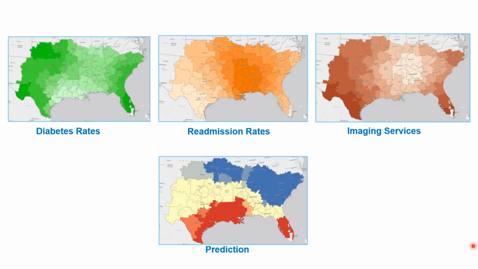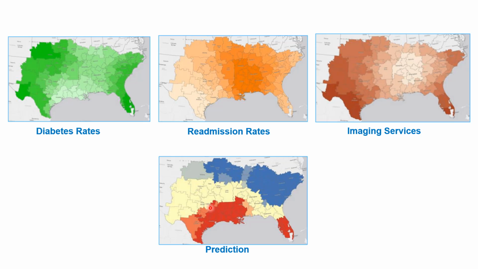So for example, if we are predicting Medicare expenditure in this area, and we use diabetes rates, readmission rates, and imaging services as the predictors, this tool is telling you where in this geographic area diabetes rates had a higher influence in your model. So that means that if you, for example, make an intervention related to diabetes in this area, you will definitely impact the outcome of Medicare expenditure in the model, or in reality.